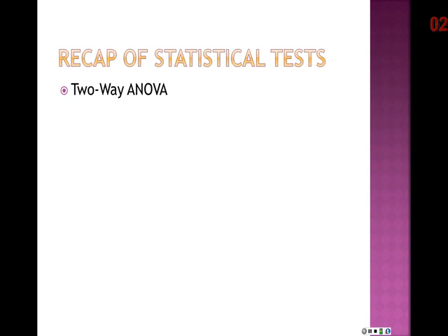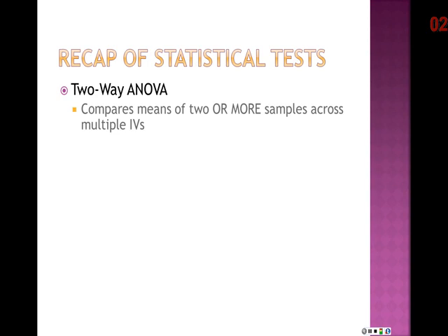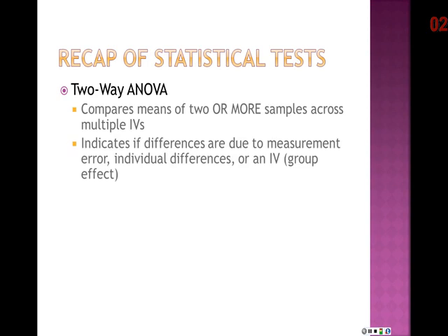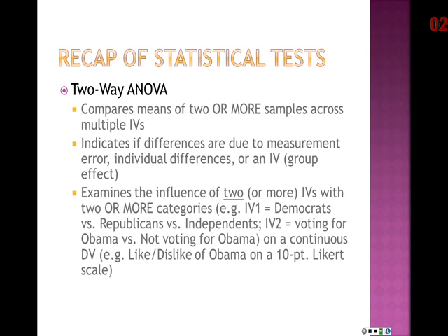Two-way ANOVA adds a little more complexity. So Two-way ANOVA compares means of two or more samples across multiple independent variables. So this indicates if differences are due to measurement error, individual differences, or an independent variable or group effect. And so in this case, it examines the influence of two or more independent variables with two or more categories each. So for example, the influence of independent variable 1, Democrats versus Republicans versus independents, and independent variable 2, voting for Obama versus not voting for Obama, on a continuous dependent variable, the like of Barack Obama, right?